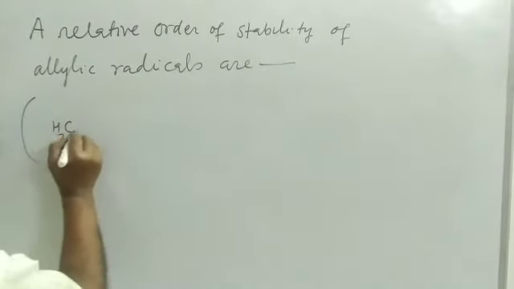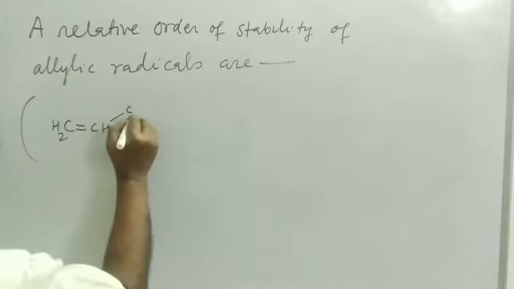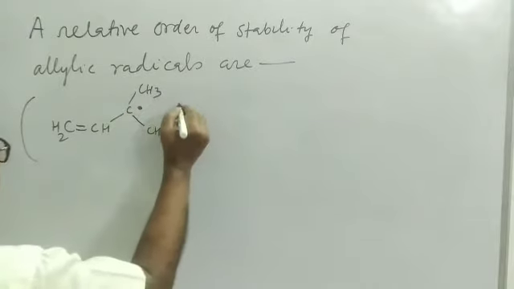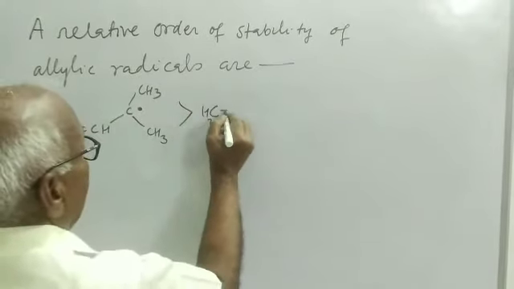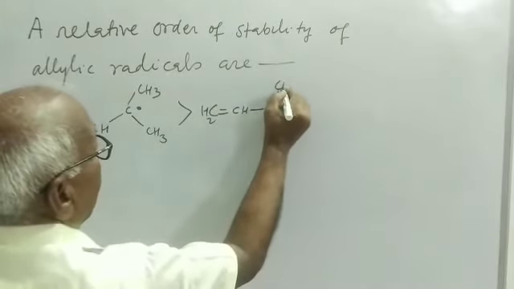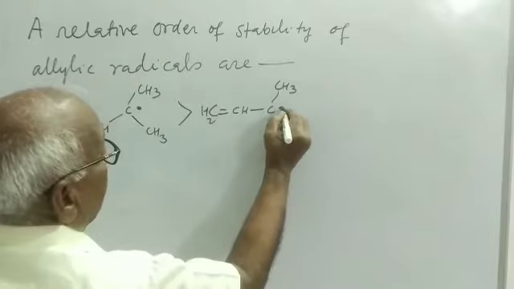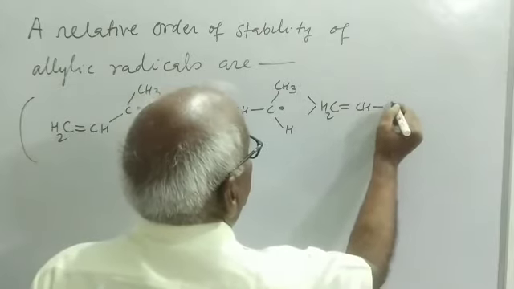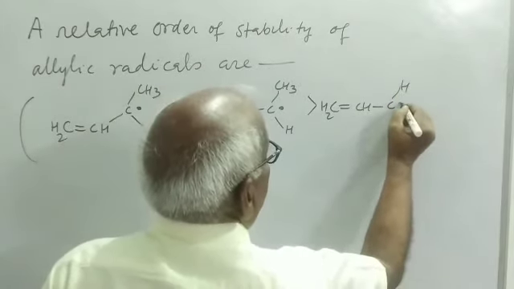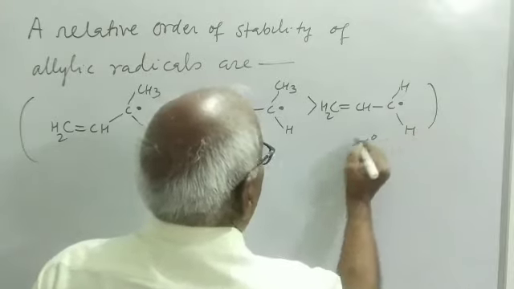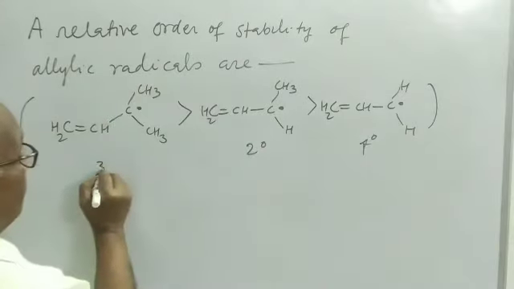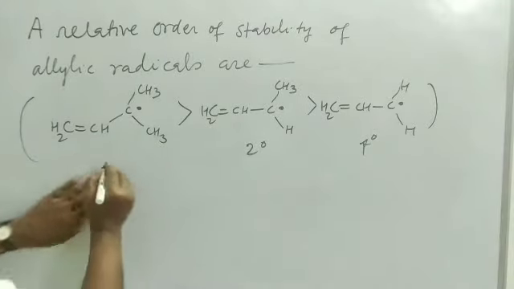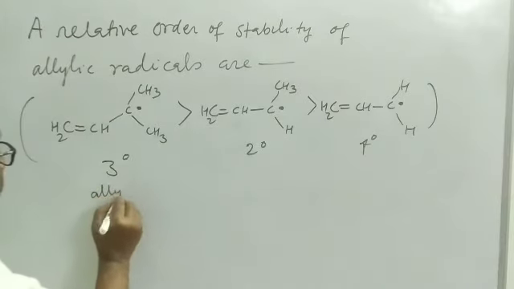So it is CH2, CH, C, CH3 and CH3. This is 3 degree allylic, more stable than 2 degree allylic. This is 2 degree allylic, and it is more stable than 1 degree allylic. This is 1 degree allylic. So this is the relative order: 1 degree allylic, 2 degree allylic, 3 degree allylic radical.